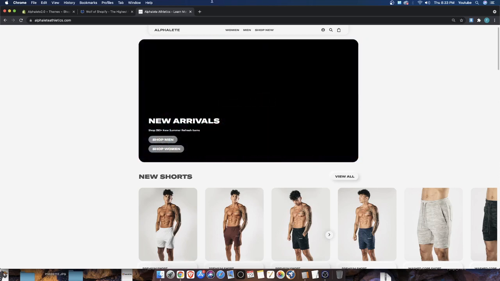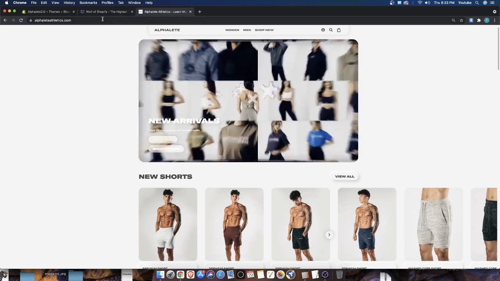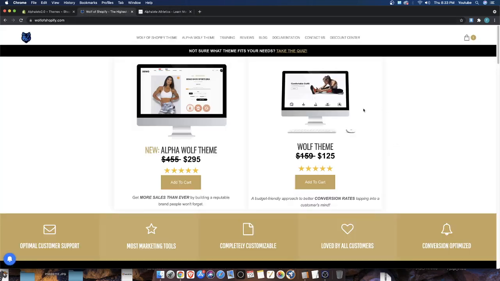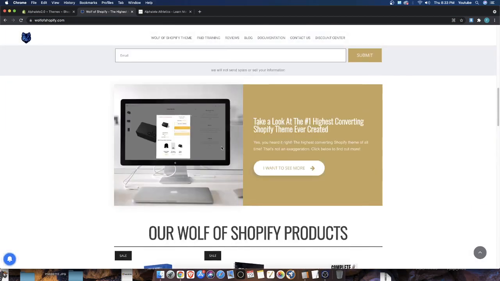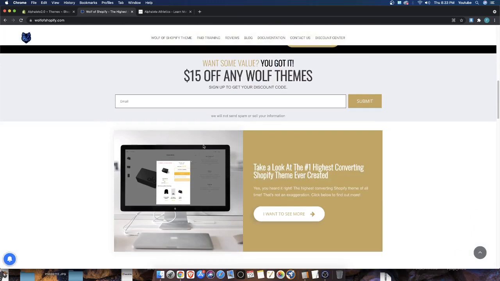For me, I want to keep my conversion rates high all the time, and that's why I'm going to be using the Wolf of Shopify theme. I'm going to be using the Alpha theme for the beginning of this tutorial. If people want to see later how I do the design with the regular Wolf theme, you can check that out. I'm going to be leaving the link to wolfofshopify.com in the description. You can click on my affiliate link, and you will be taken to this web page right here. They have a whole lot of stuff on the web page.